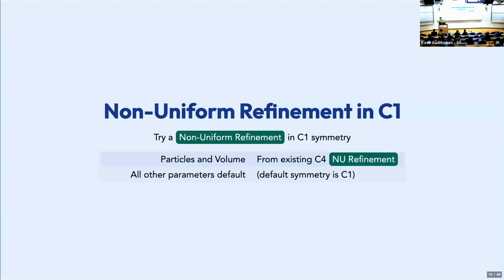Let's just do a non-uniform refinement with C1, right? So we stop imposing symmetry, but we don't change anything about the map. We don't do anything. Let's just see what happens, okay? So we'll take the particles and the volume from that C4 symmetric map that I just showed you that we got from doing our standard workflow, but then leave all the parameters default. So that's C1 symmetry, right?